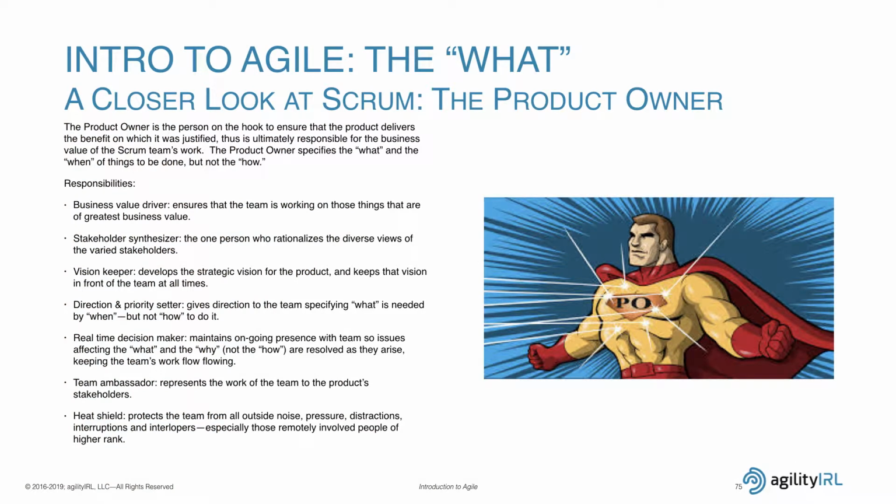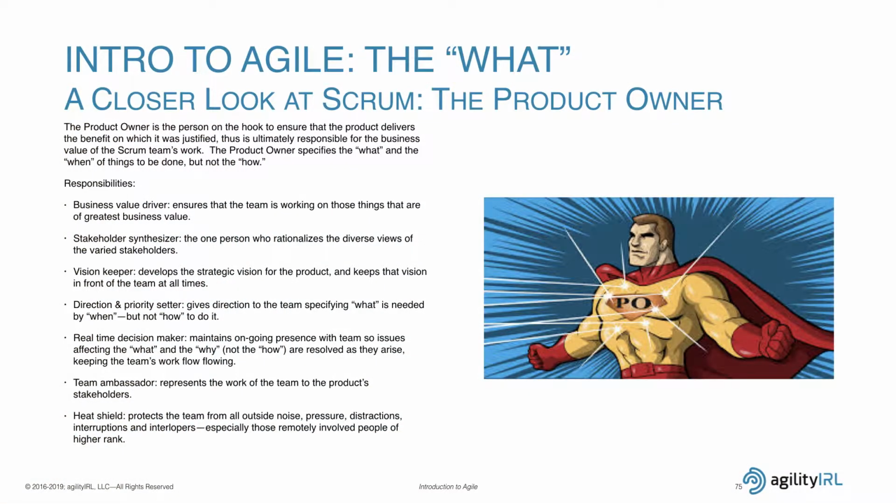All right, real quickly, the role of the product owner. As I mentioned earlier, this is the linchpin. The second reason Scrum teams or Agile teams will struggle or fail, after sins of leadership, is an ineffective product owner, because they've got a huge job. They are the one person on the hook to ensure that the product delivers the business value on which it was justified. Right? They have to be a stakeholder synthesizer. They are the keeper of the vision.